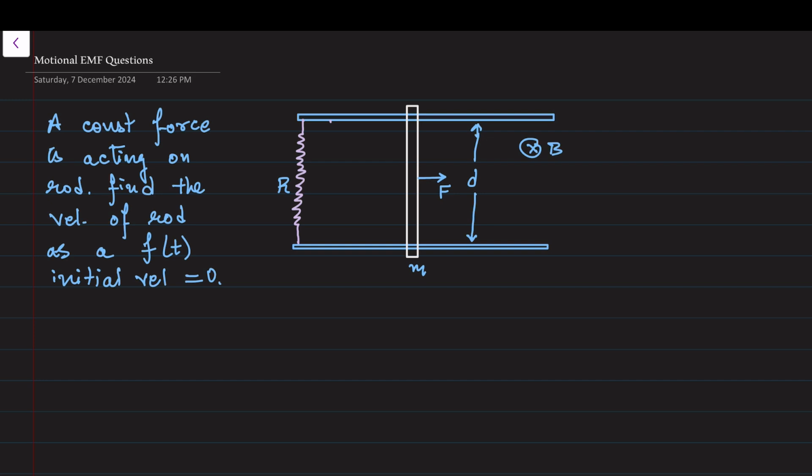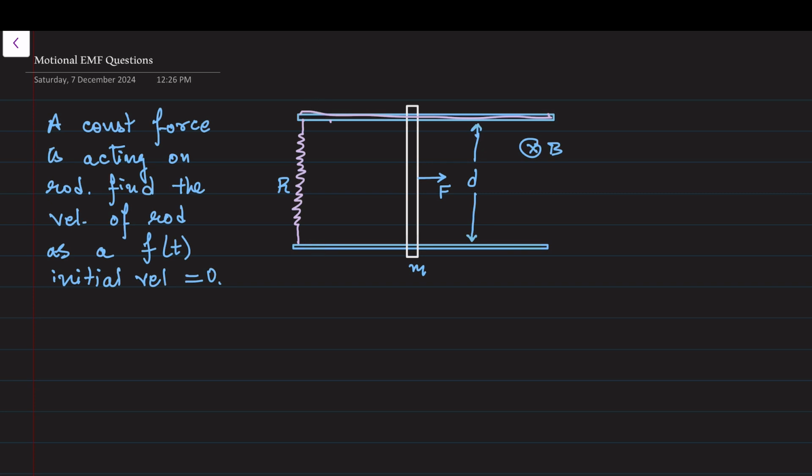Here the question we have is, there are two conducting rails placed horizontally at a separation D in a vertical magnetic field.